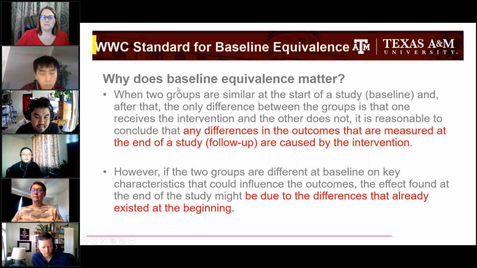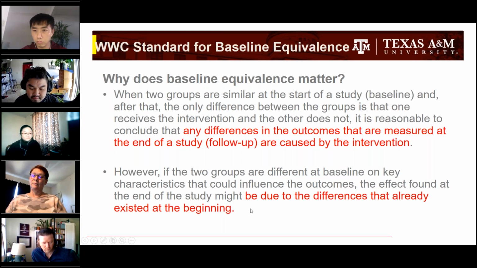So why does baseline equivalence matter? When two groups are similar at the start of the study, that's the baseline, and after that the only difference between the groups is that one receives the intervention and the other does not. So it's reasonable to conclude that any difference in the outcome measured at the end of the study is caused by the intervention. However, if two groups are different at the baseline on key characteristics that could influence the outcome, the effect found at the end of the study may be due to the difference that already exists at the beginning.